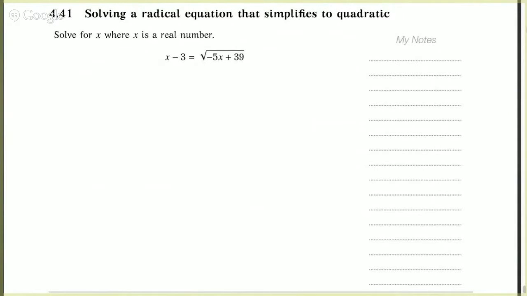So in this problem, we want to solve an equation that involves a radical. Specifically, it involves a square root in this example. On the left-hand side of the equation, we have x minus 3. On the right-hand side, we have the square root of negative 5x plus 39. So there's a lot going on in this equation.